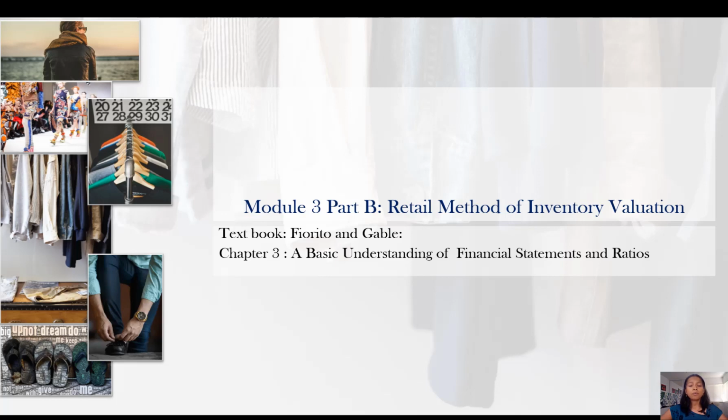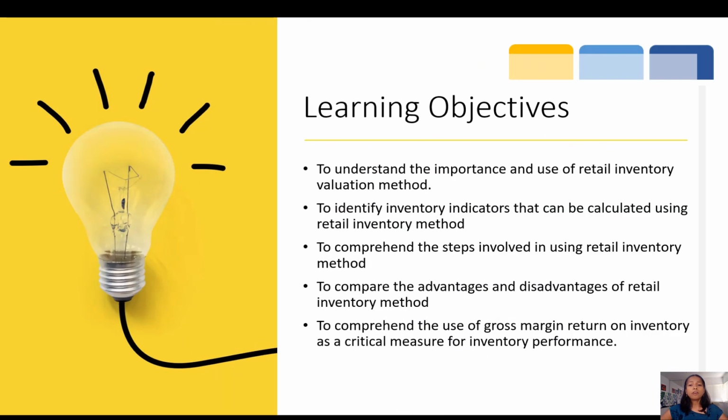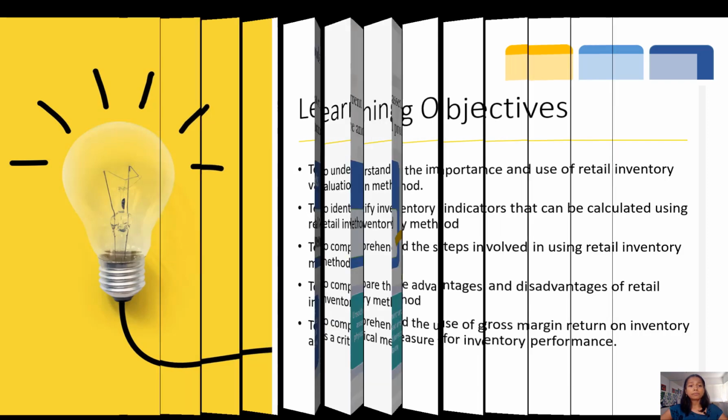Concepts discussed in Module 3 Part B are from Chapter 3 of the Fiore and Gable textbook, and the chapter name is A Basic Understanding of Financial Statements and Ratios. Learning objectives of this section are to understand the importance and use of the retail valuation method, to identify inventory indicators that can be calculated using the retail inventory method, to comprehend the steps involved in using the retail inventory method, to comprehend the advantages and disadvantages of this method, and lastly to comprehend the use of gross margin return on inventory as a critical method for inventory performance.